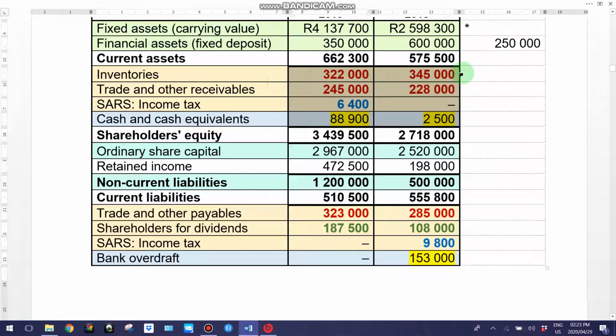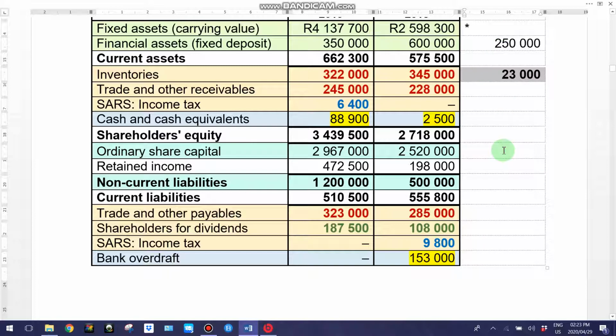The inventory would be part of my working capital. And it did decrease. My inventories, my stock, I can see it decreased. It was 334 and it's now 322.